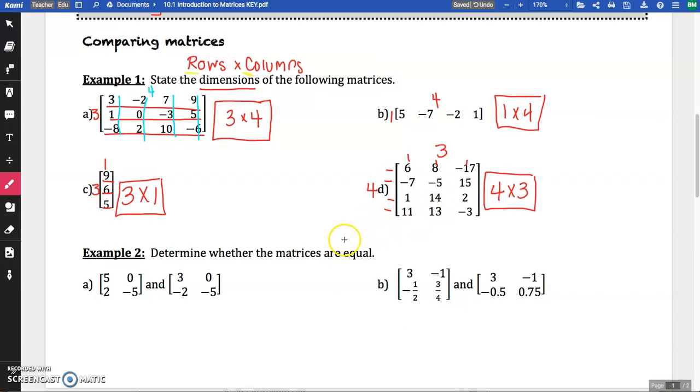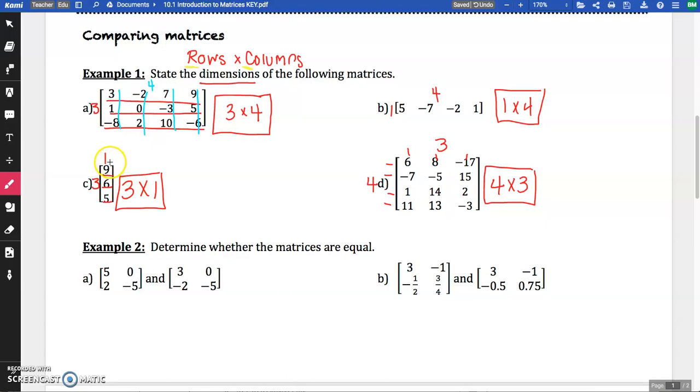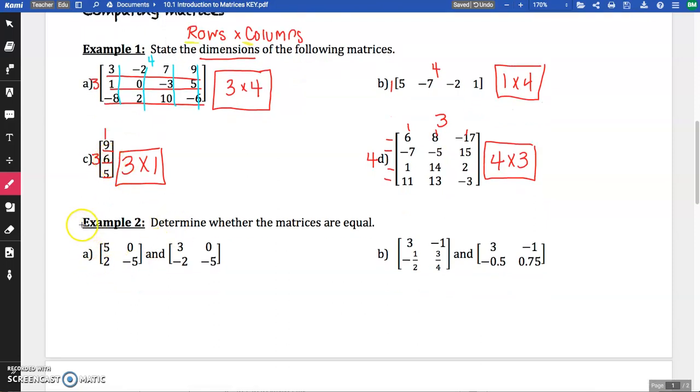In the next example, we want to just determine if the matrices are equal. So that means that everything about them needs to be the same. The dimensions, the entries, meaning the numbers inside, and the position of those entries. So to decide if they're equal, let's just compare entries one at a time. So when I start to do that, 5 appears in the first spot, the top left, comparing it to that same position, those do not match.